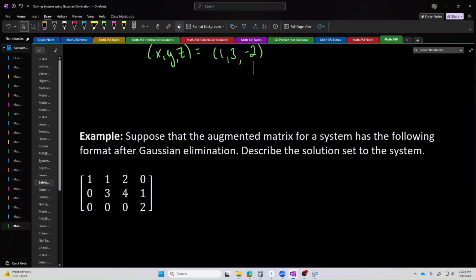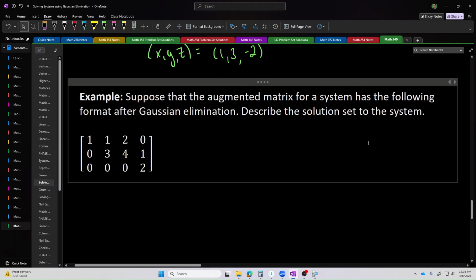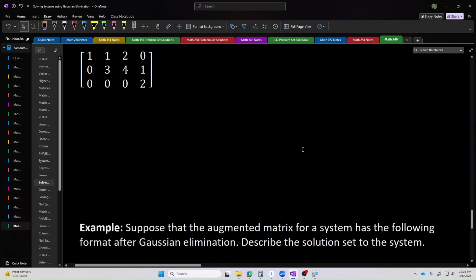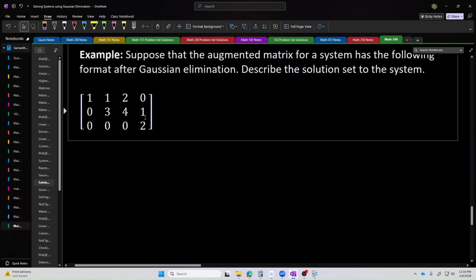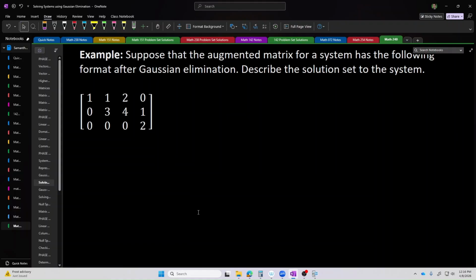Supposing someone was going to solve a system of equations using this linear algebra technique. They created the augmented matrix, they performed Gaussian elimination on that augmented matrix, and the result that they obtained is given to us right here. If this is the reduced augmented matrix they obtained, let's figure out what that is telling us about the solution set to the corresponding system.